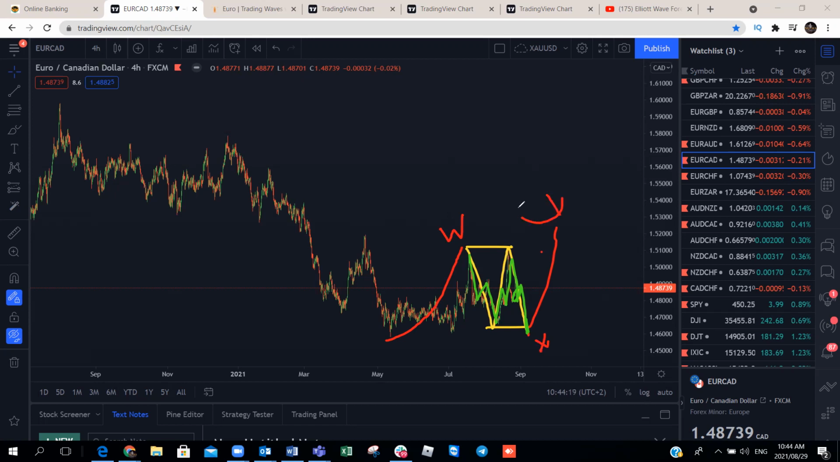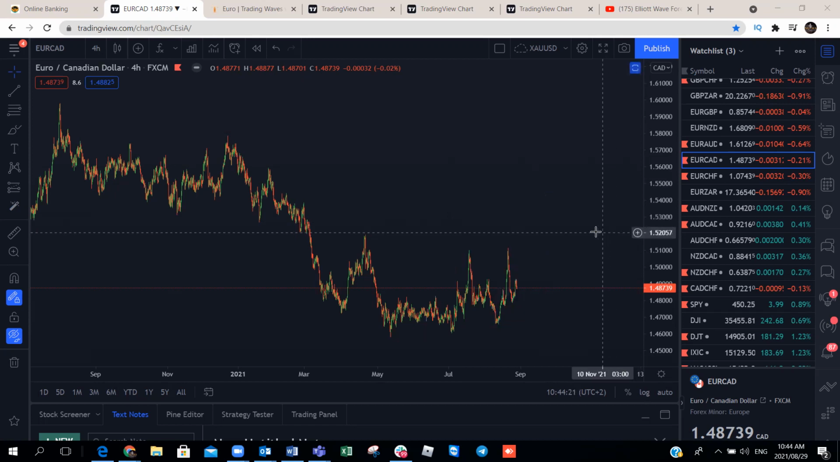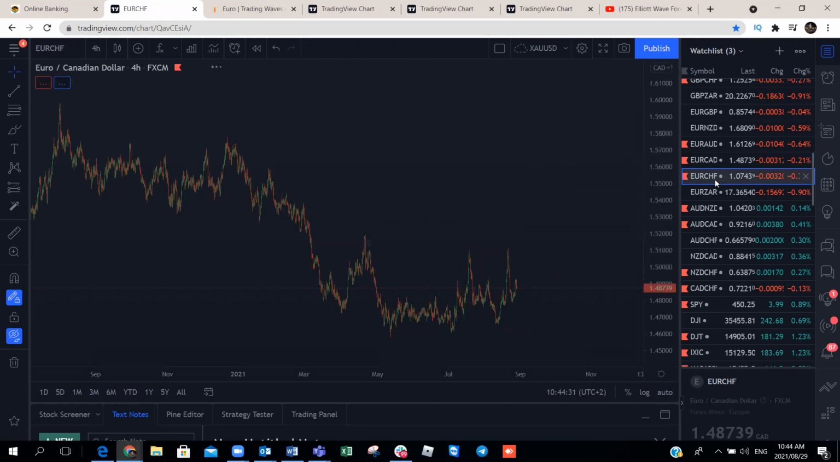Very clear structures for the next coming week. Number of trade setups. Next week is September, and September is traditionally a month where we have significant market moves. So we'll be looking out for that.